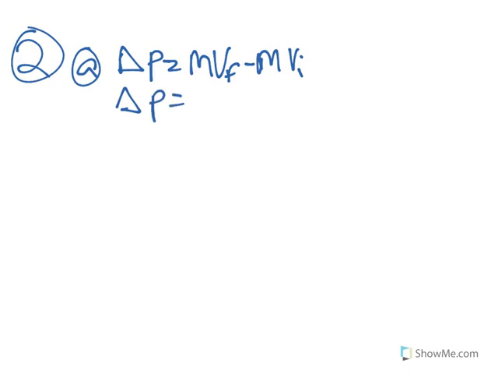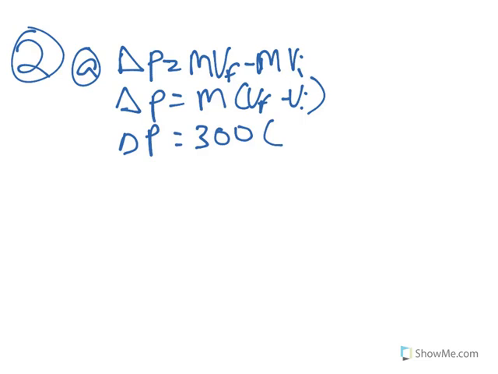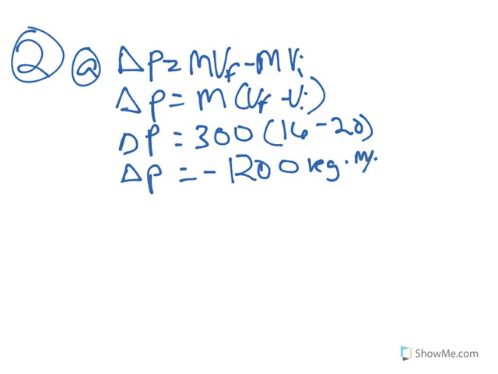Alright, so for A, we need to find the change in momentum. And the way you find the change in momentum is you do the mass times the final velocity minus the mass times the initial velocity, or we can factor the mass out of it and just get change in momentum equals m(vf minus vi). So we would get, in this case, change in momentum equals 300 times (16 minus 20). And we would get change in momentum equals negative 1200 kilograms times meter per second, or 1200 Newton seconds. Okay?